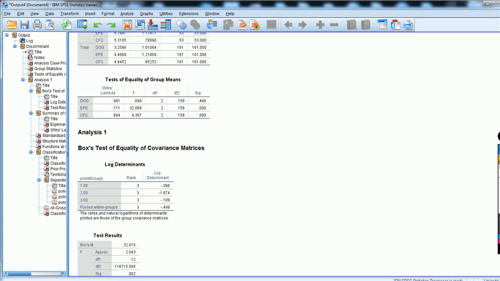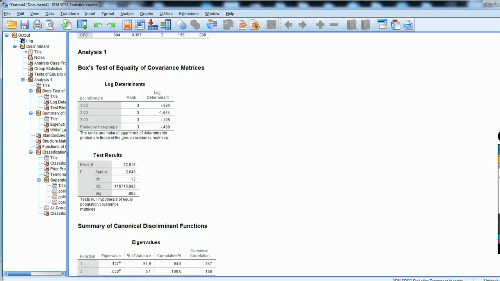So then when we look at the test of equality of group means, this is basically a set of one-way ANOVAs comparing our 3 groups on dogmatism, external political efficacy, and consideration of future consequences. So you can see the test comparing groups on dogmatism, there were no significant group differences, but we did see significant group differences on external political efficacy and consideration of future consequences. Mind you that these are, like I said, basically one-way ANOVAs, and these would be the same ANOVAs that would follow from a one-way MANOVA, and looking at the output in SPSS, the test of between subjects effects. So it's the same information.